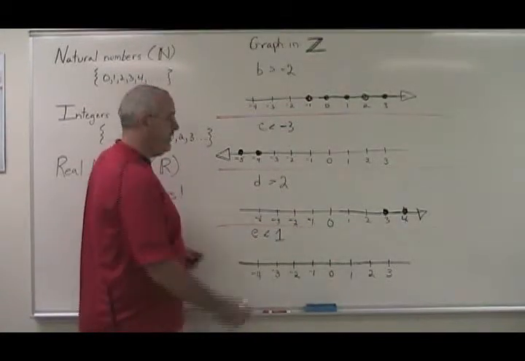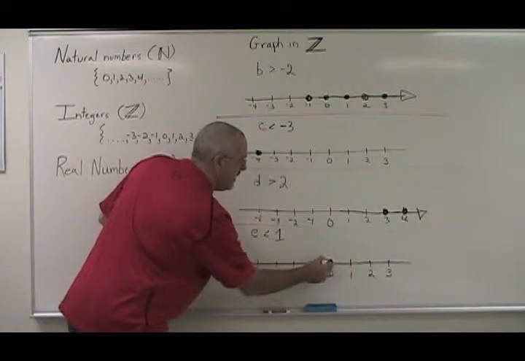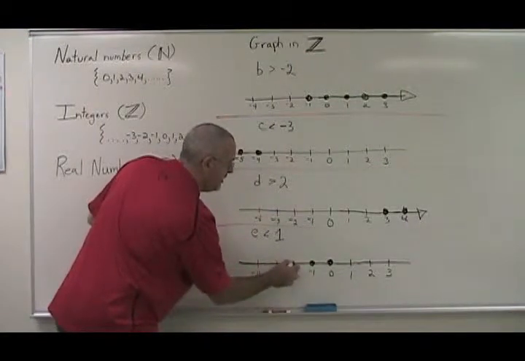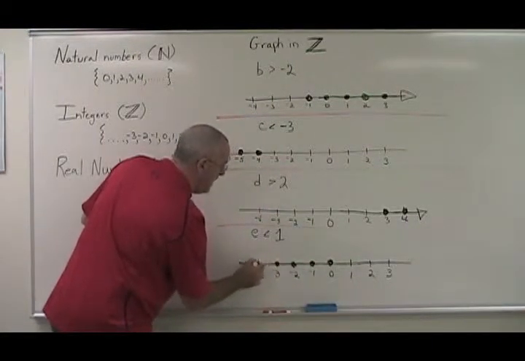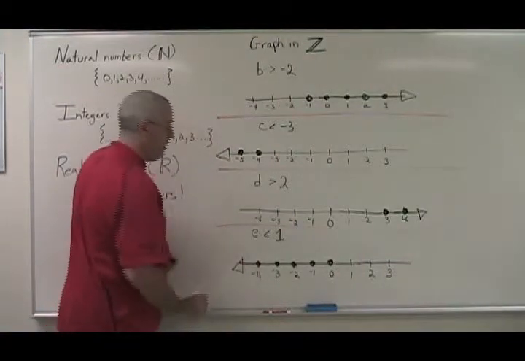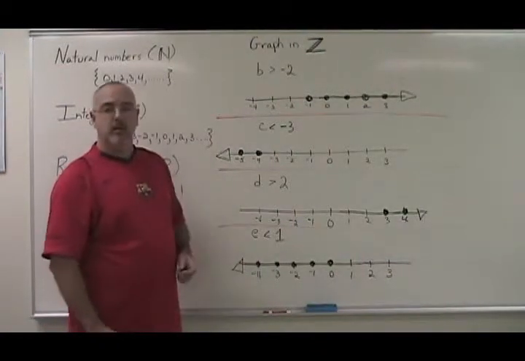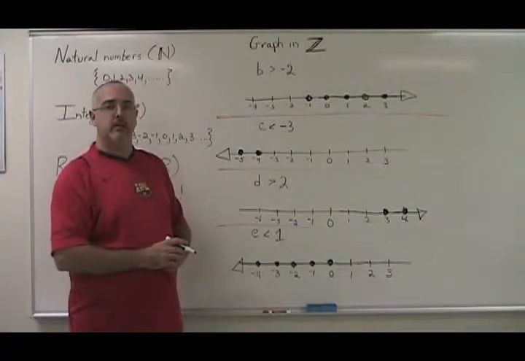E less than 1. 0 is less than 1. And so are all the negative numbers. And then we go on forever in the negative direction. 1 is not less than 1, so it cannot be included in the answer.